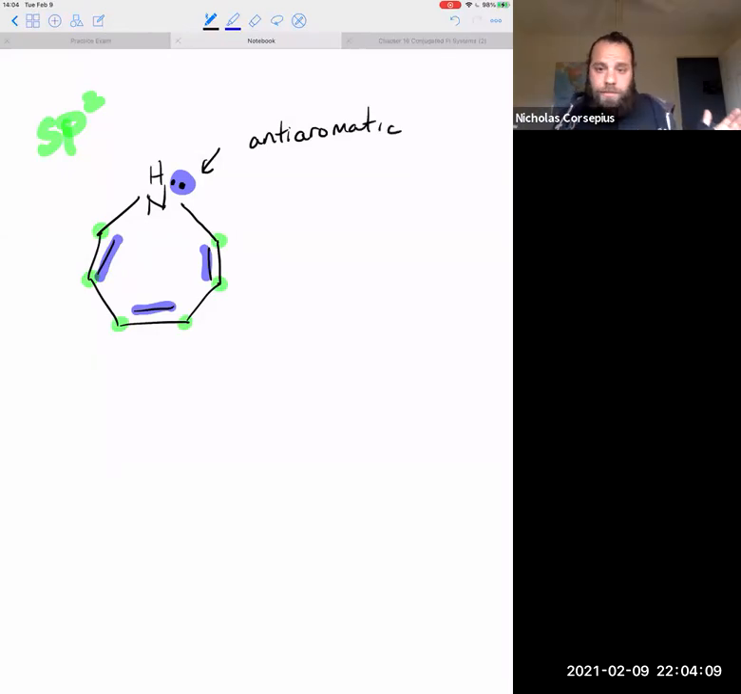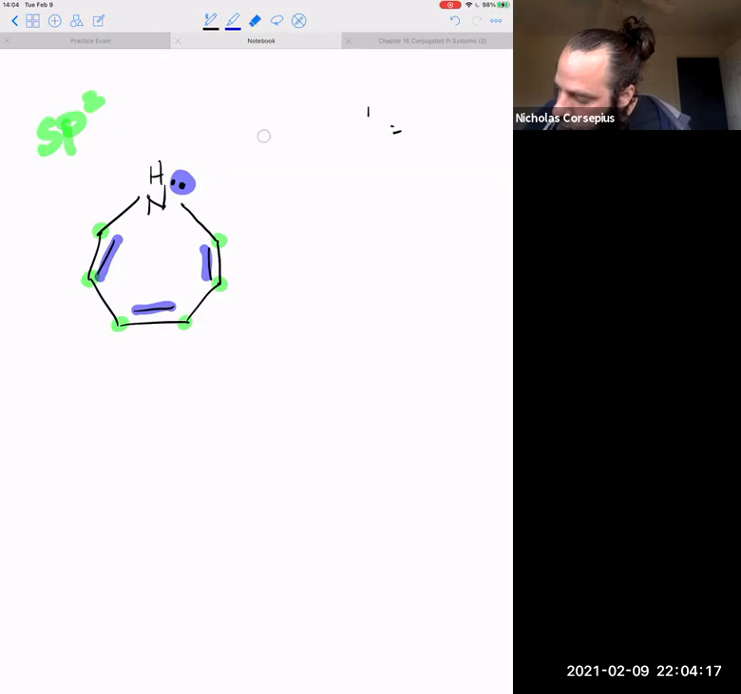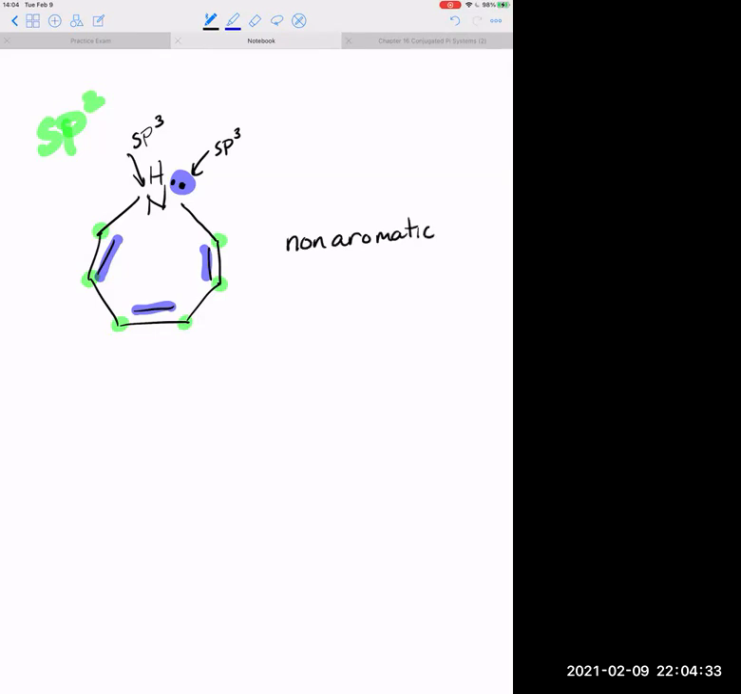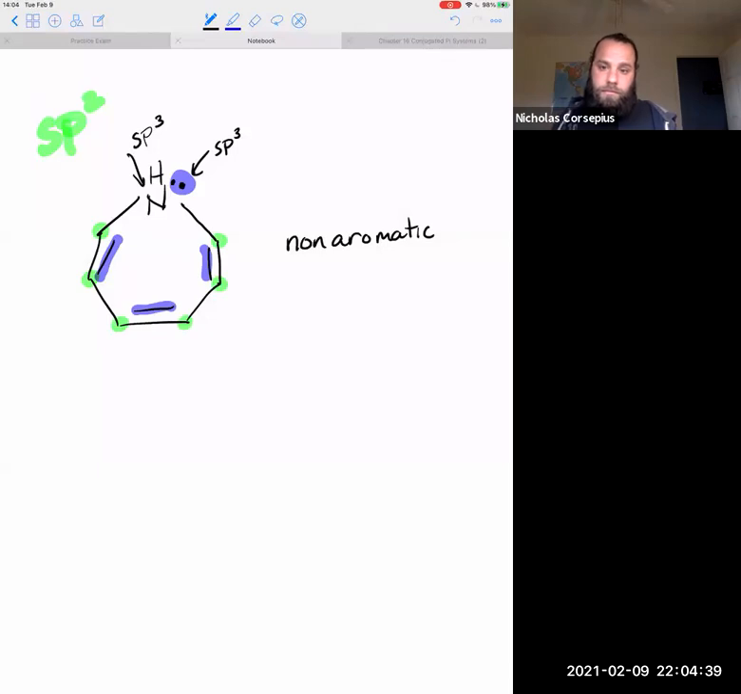So instead, it just doesn't allow them to participate, meaning it doesn't put it in a p orbital. In this case, this nitrogen would instead be sp3 hybridized, and this pair of electrons would live in an sp3 orbital so that the compound is non-aromatic. Because otherwise, it would become anti-aromatic, and anti-aromatic is bad. If this pair of electrons did participate, that would give me 8 electrons, or 4 pairs, which isn't good.